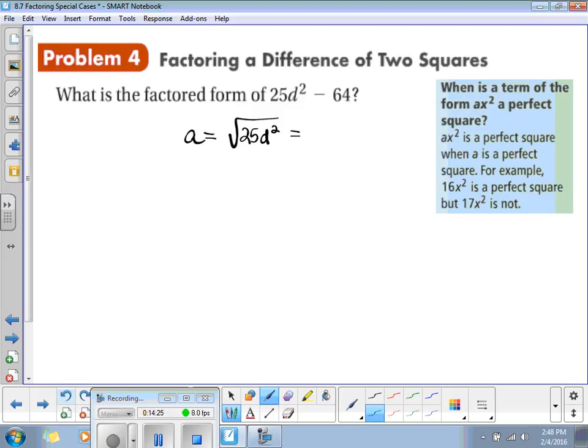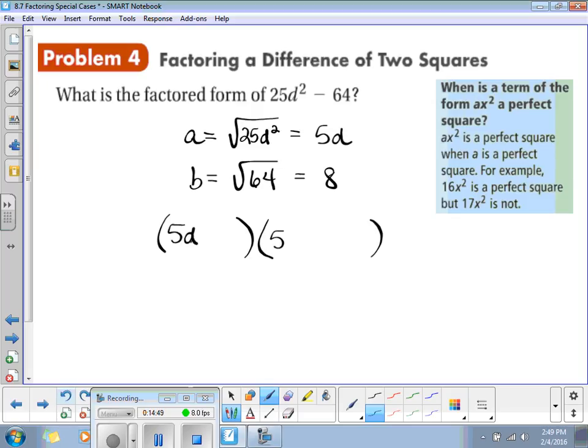So, what is my A going to be? 5b. Very good. So my B is the square root of 64, which is 8. Very good. And now, you just write it with your binomials. So we've got 5b times 5b. We've got 8 times 8. And one of them will be plus, and one of them will be minus.